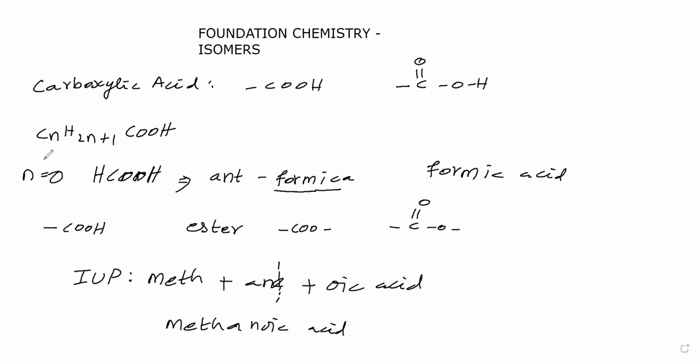Next, here we can substitute N equals 1. If you substitute N equals 1, do you know what you will get? CH3COOH. Here, what is the functional group present? Carboxylic acid is present. COOH means you have to say carboxylic acid is the functional group.